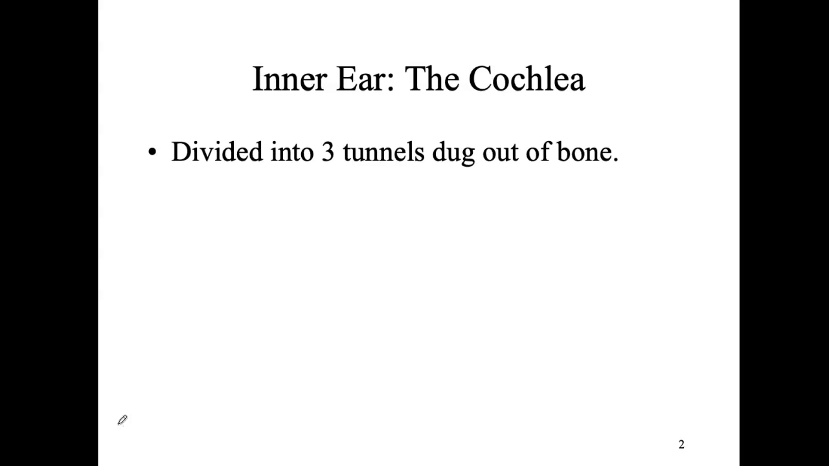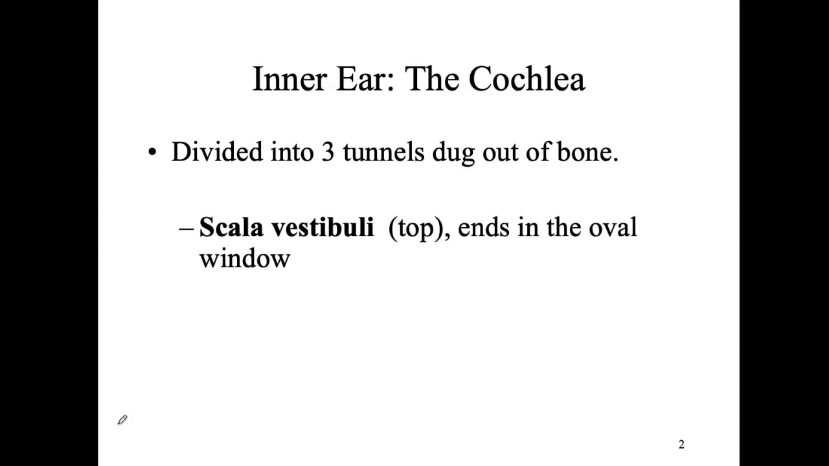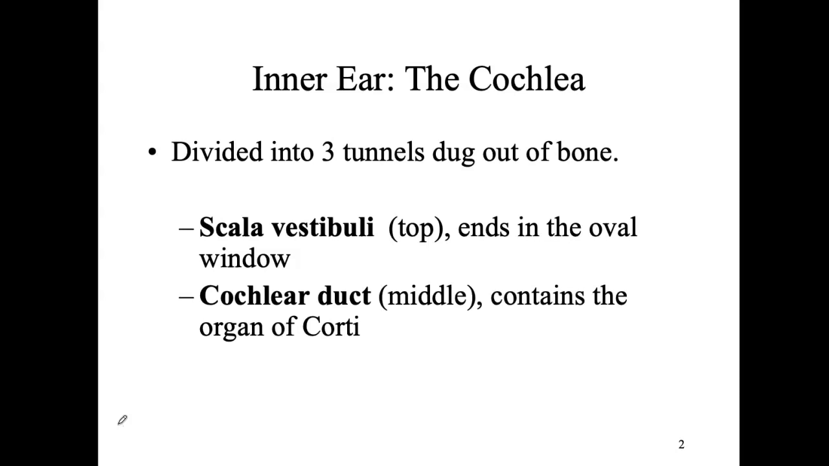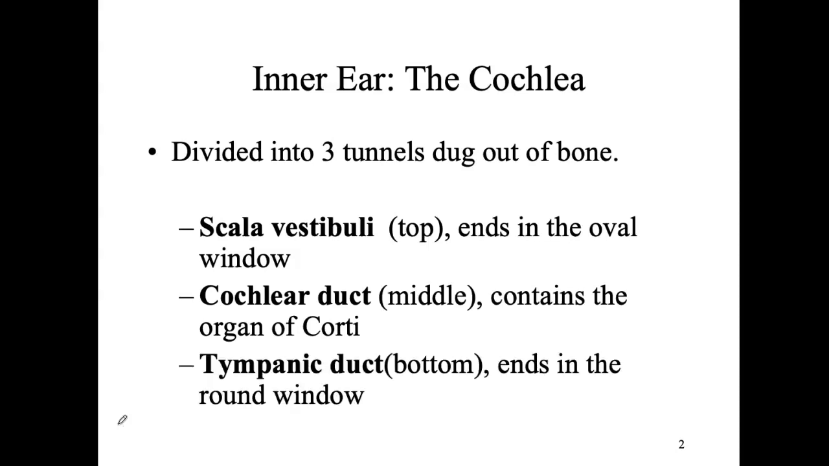It's divided into 3 different tunnels. These tunnels have fluid in them, and these tunnels are dug out of bone. So little channels. There are 3. The top one is going to be called the scala vestibuli, and it's going to end in a structure called the oval window. The middle one is called the cochlear duct, and the third one is called the tympanic duct, which is sort of below. And the scala vestibuli and the tympanic duct, those are connected to each other.